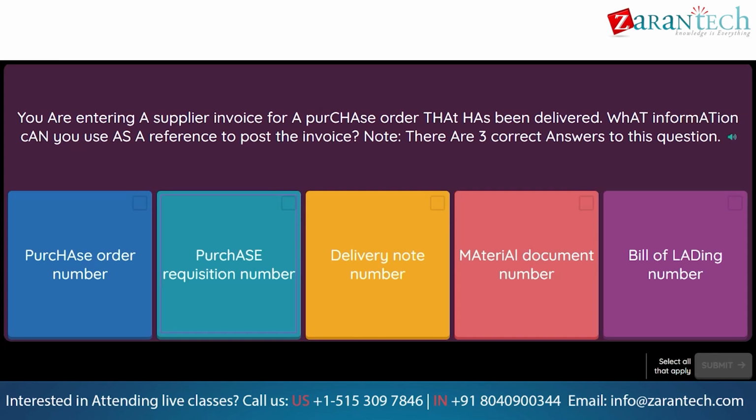Option 2, purchase requisition number. Option 3, delivery note number. Option 4, material document number. Option 5, bill of lading number.